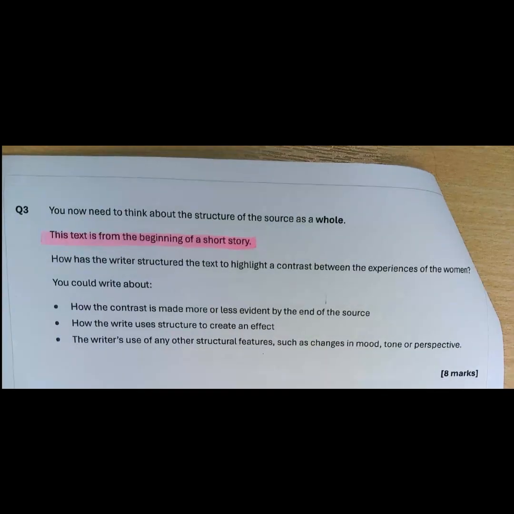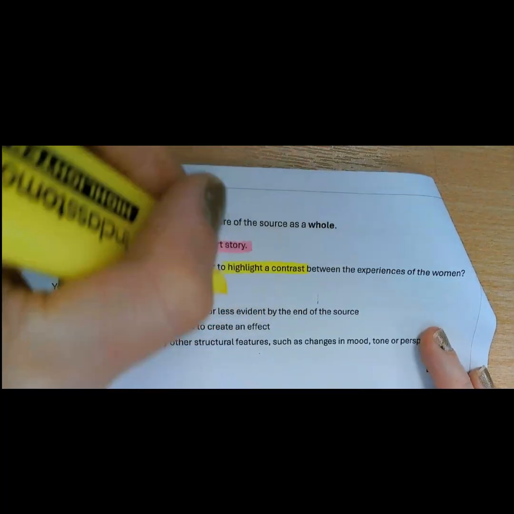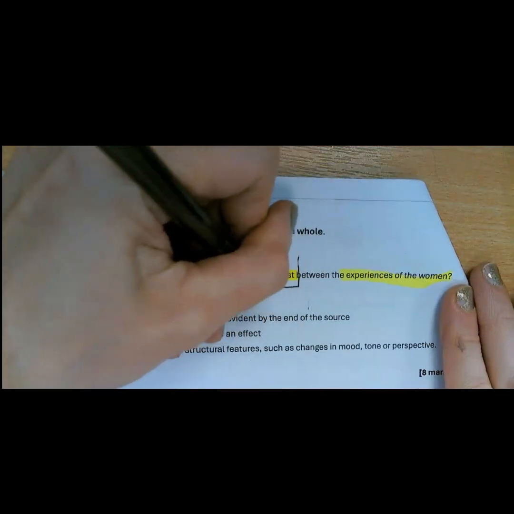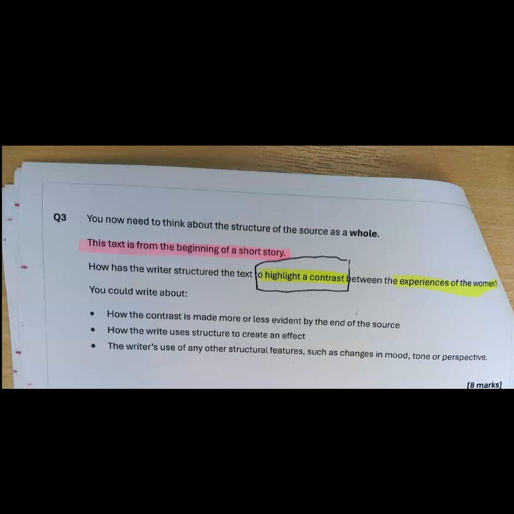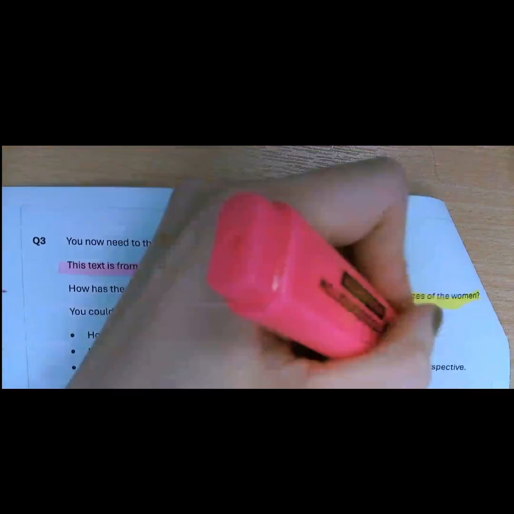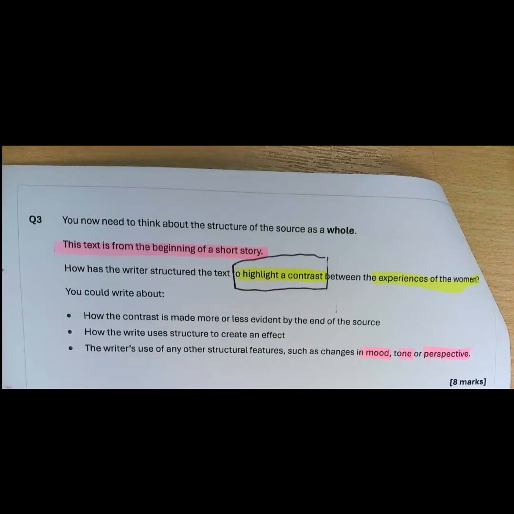Now they've changed this question and they've made it nicer. How has the writer structured the text to highlight a contrast between the experiences of the woman? So this is how we're going to frame our answer. Often it might be to create tension, to create suspense, but we're working with highlighting a contrast. So how is the contrast made more or less evident by the end of the source? How the writer uses structure to create an effect, and the writer's use of any other structural features such as changes in mood, tone or perspective. So I'm going to highlight these just because there's something that we might come back to later on, and some other things we could talk about maybe if we're stuck for ideas.